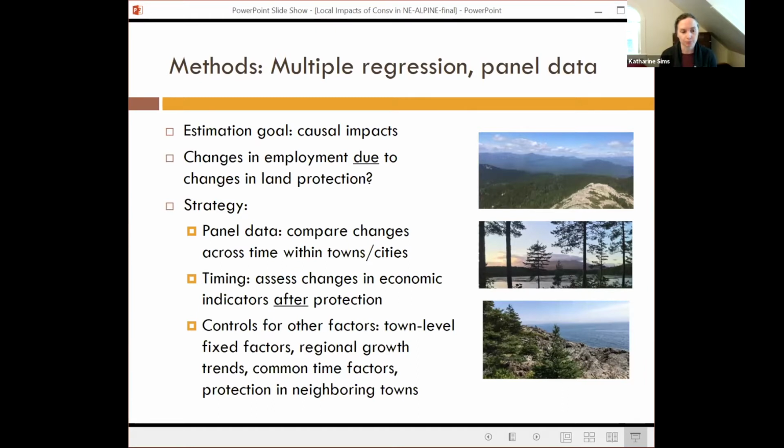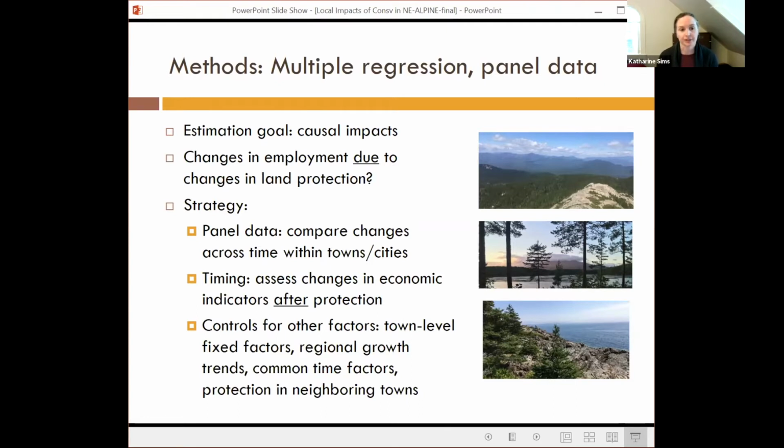And the point there is to take advantage of the timing to make sure that we assess changes in economic indicators after changes in protection have already happened, hopefully preventing bias from reverse causality of protection happening in response to development. We're also going to try to control for potentially important confounding factors.